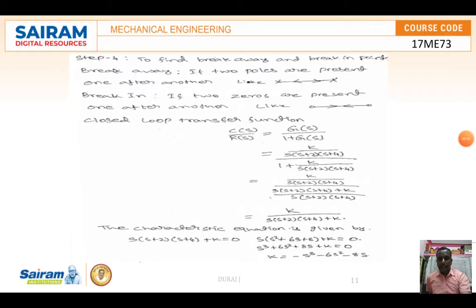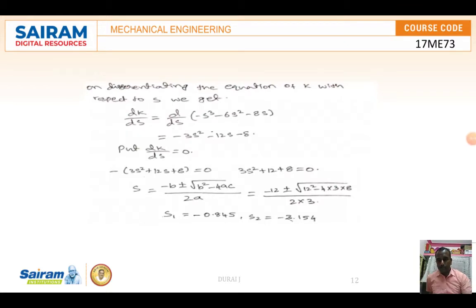Okay. Then we take the derivative, dK by ds, equal to d by ds of minus s cube minus 6s square minus 8s. Differentiating with respect to s, we get minus 3s square minus 12s minus 8. Here put dK by ds equal to 0, so it becomes 3s square plus 12s plus 8 equal to 0.